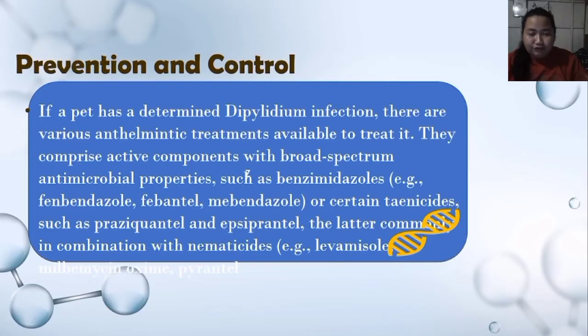Prevention and control. If a pet has a determined Dipylidium infection, there are various anthelmintic treatments available to treat it. They comprise active components with broad-spectrum antiparasitic properties such as benzimidazoles. Examples are fenbendazole, febantel, mebendazole, or certain taenicides such as praziquantel and epsiprantel, the latter commonly in combination with nematicides. Examples are levamisole, milbemycin, and pyrantel.